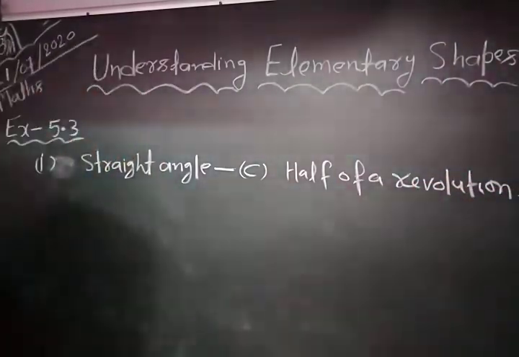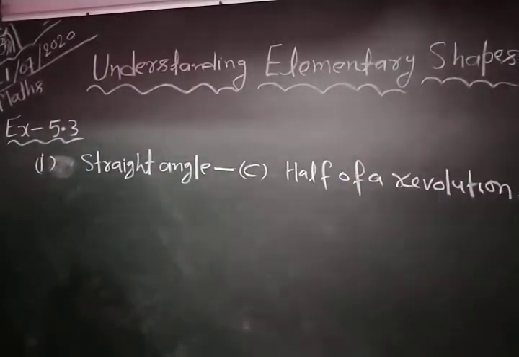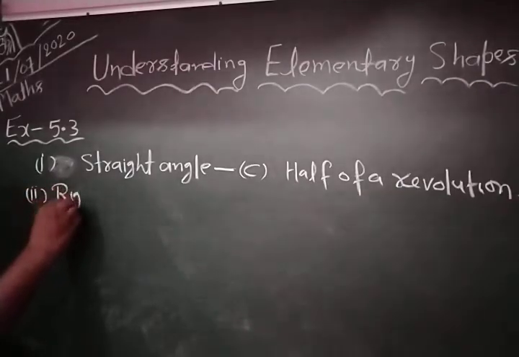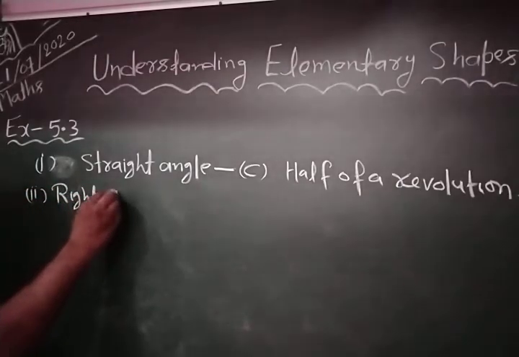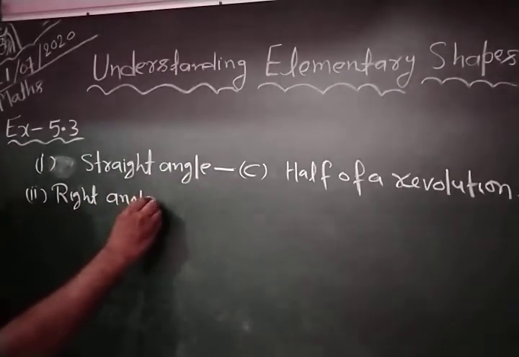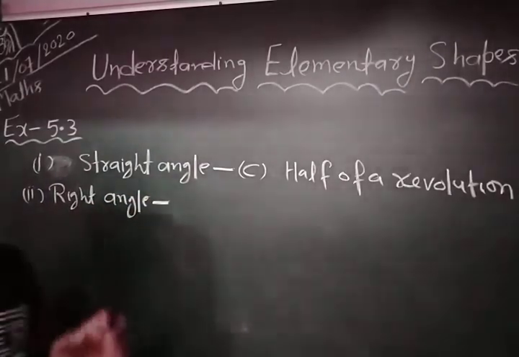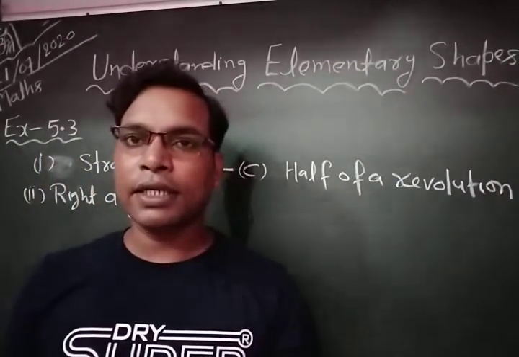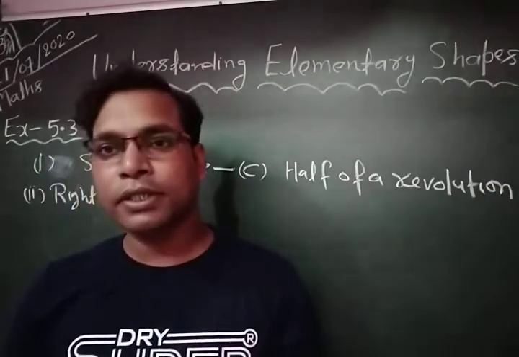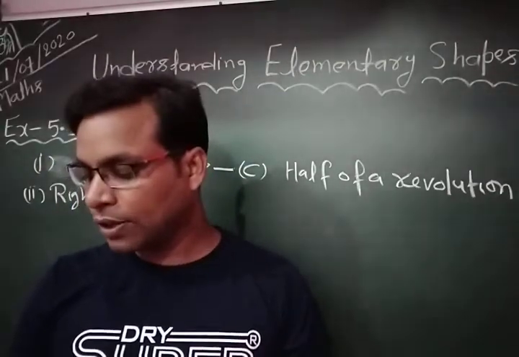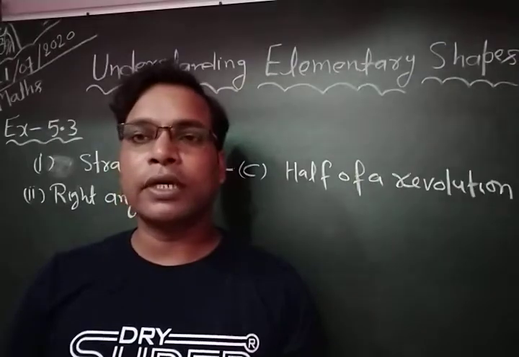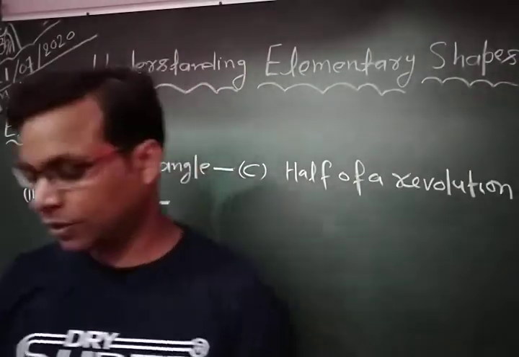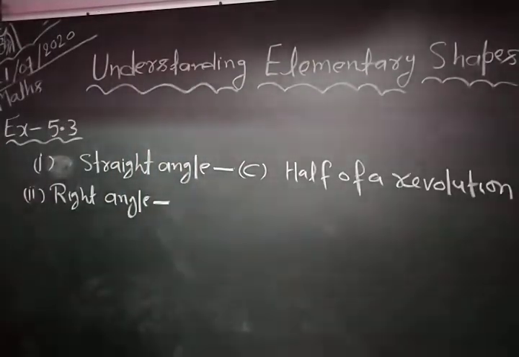Clear? And the second option is right angle. What is a right angle? According to the definition, a right angle is an angle whose measure is 90 degrees. It's called a right angle. But here no option is given for 90 degrees. Here 1/4 of revolution is given. So a 90 degree right angle is also called 1/4 of revolution. Okay, so this is option D.